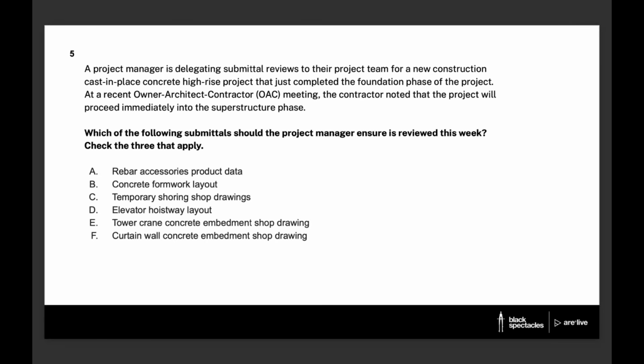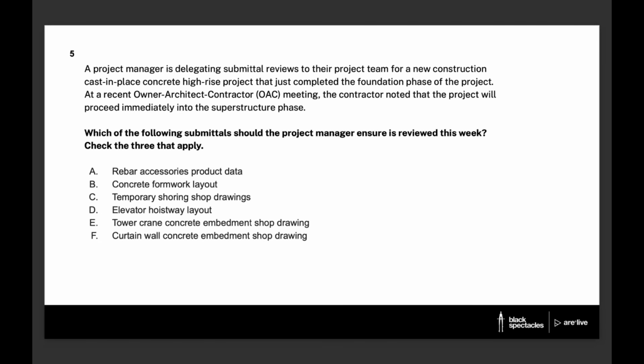B, concrete formwork layout. So you might think the same about this one, but notice the word formwork in the question. So formwork is temporary, and a good rule of thumb is you should never review anything on a project that's temporary in nature. If you go back to what the AIA documents say about the architect's role in contract administration, it's to analyze that the work, when complete, is going to be in accordance with the design intent. So that whole "when complete" phrase is really important to remember.